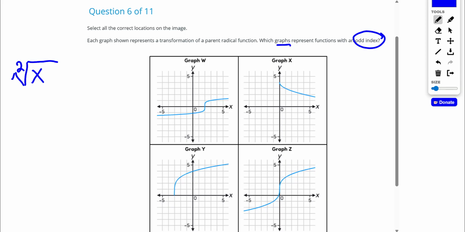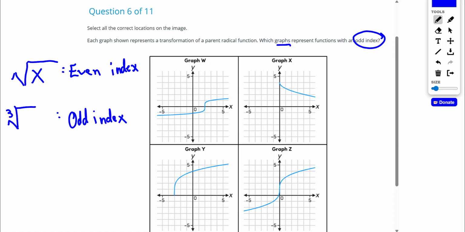A lot of times with square roots, they won't write that 2, but the index for that is 2. So the square root of x, this is an even index, since the index is 2. And then likewise, an odd index, this they will write, would be if we're taking the cube root of a number. And obviously an odd index could be 5, 7, 9, 11, and so forth. And an even index could be 2, 4, 6, 8, any of those.